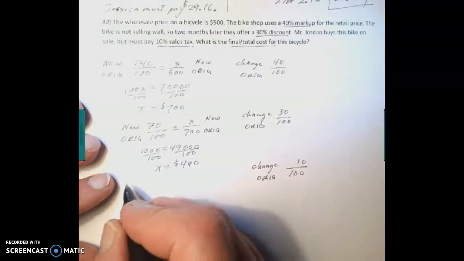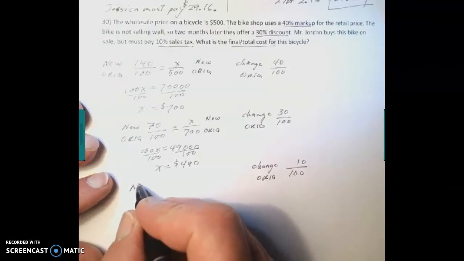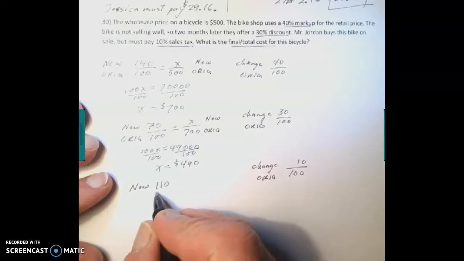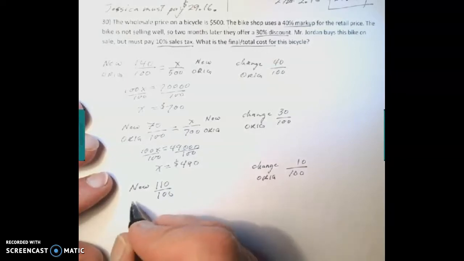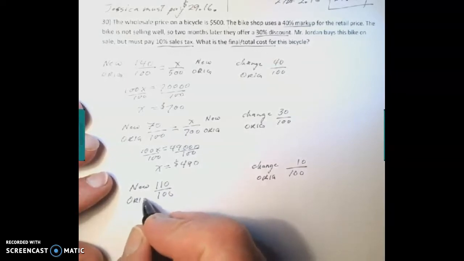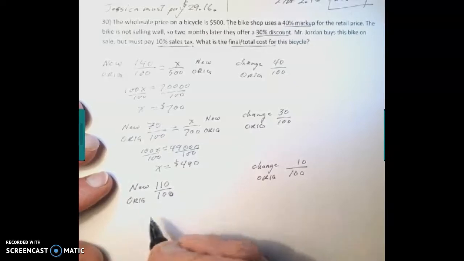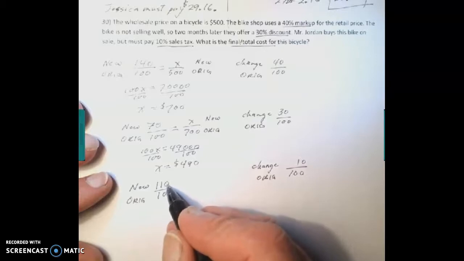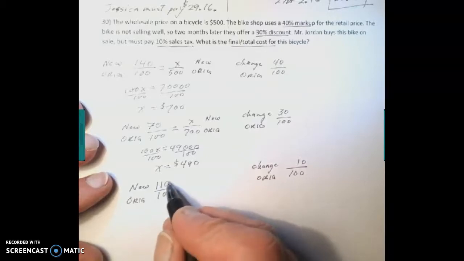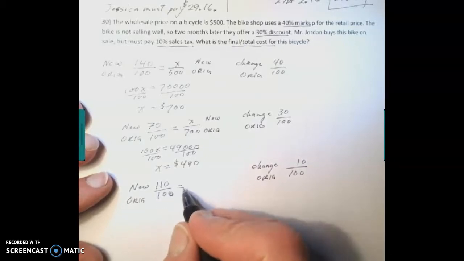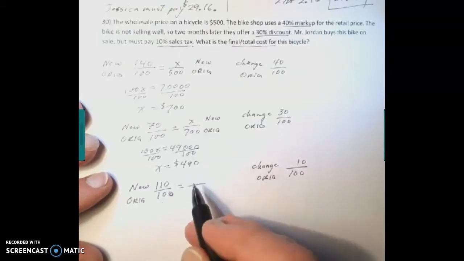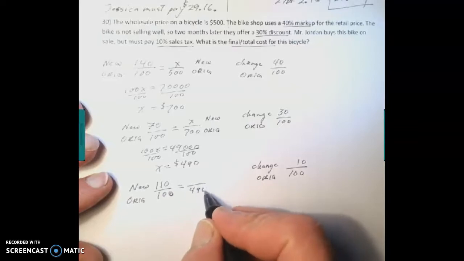That's how we get our new amount. Our new amount is 100 plus 10. It is 110% over the original percent. Okay, if it cost 100, you have to pay 110. That would be with the tax included. The item, the bicycle, now costs $490.